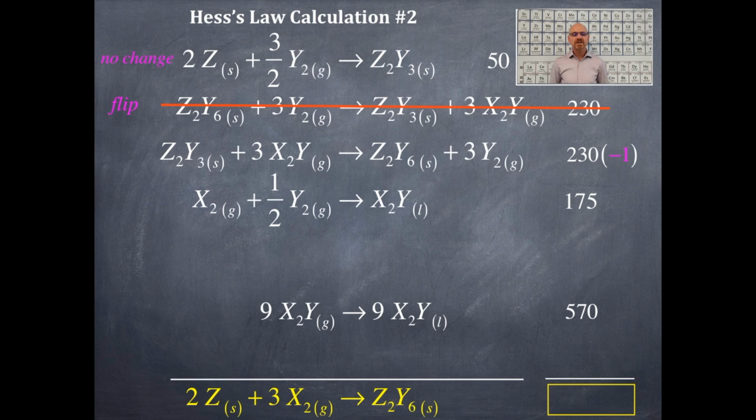Okay, now the next thing we're going to do is find that X2. We're going to find out where that X2 is. It's in the gaseous state. It's on the reactant side. We need to have this in the correct order.